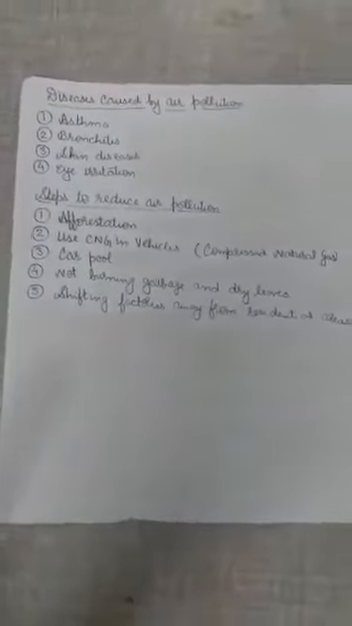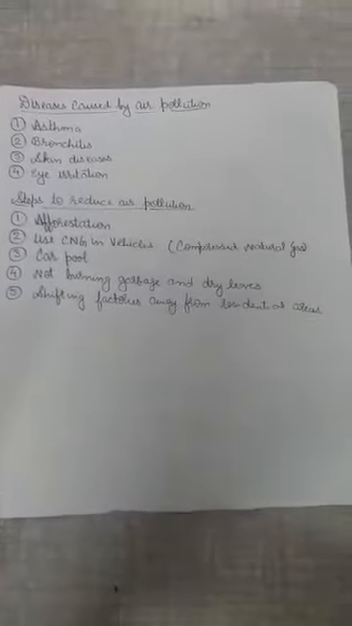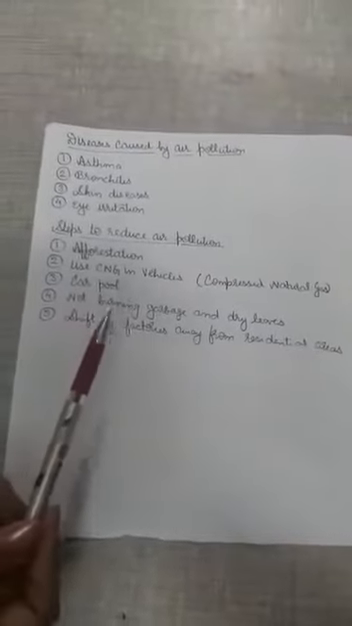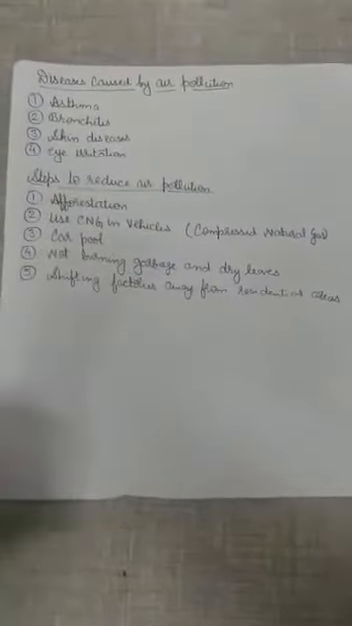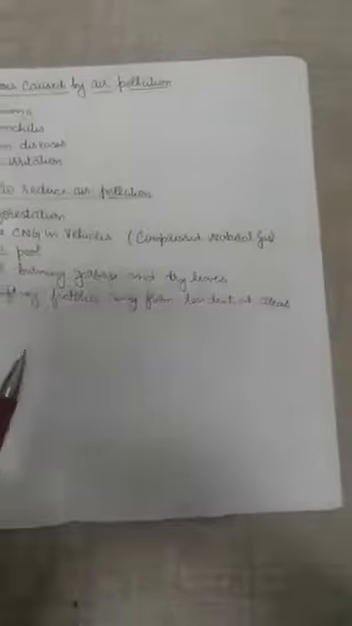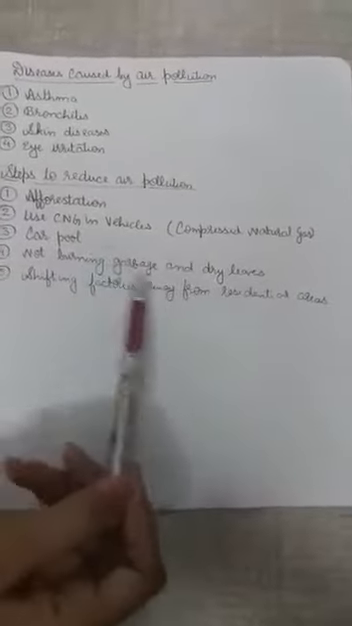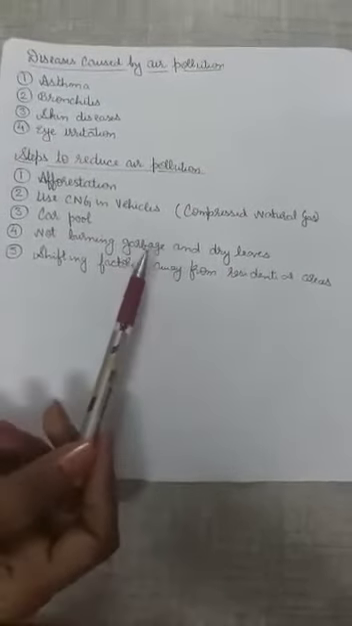Next is not burning garbage and dry leaves. We should not burn them because if we burn garbage or dry leaves, it will cause smoke and various gases will be released. So what to do with this? If the things are biodegradable, we should make a pit and put all the dry leaves, banana peels, kitchen waste into it and then cover it with soil. After some days, all this waste will be converted into manure, which you can use for your plants.